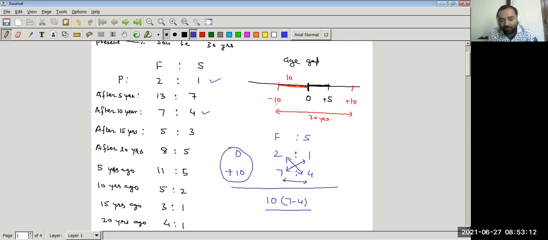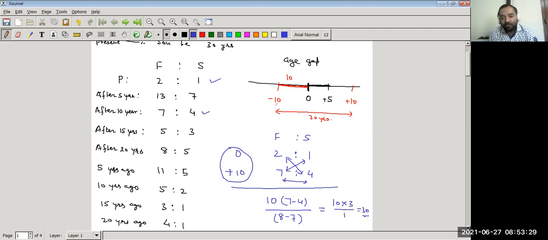Again, here we subtract which one? We subtract the smaller term from the bigger one. So 4 2s are 8 minus 7 1 is 7. So this is 10 into 3/1. So this is 30.